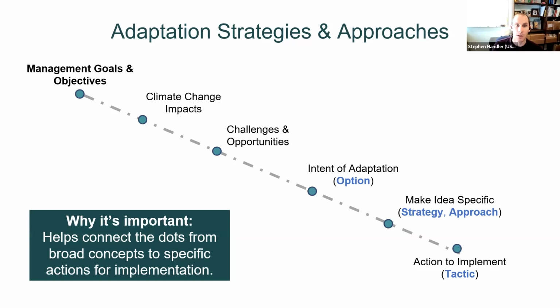And that means the onus is on you all to write all the details about how an action will be implemented, where it will be implemented, what tools and timing you will use to implement that action. So that final step of specificity comes from your head and your experience. The adaptation menus get you further along the pathway by helping you clarify your options, strategies, and approaches.